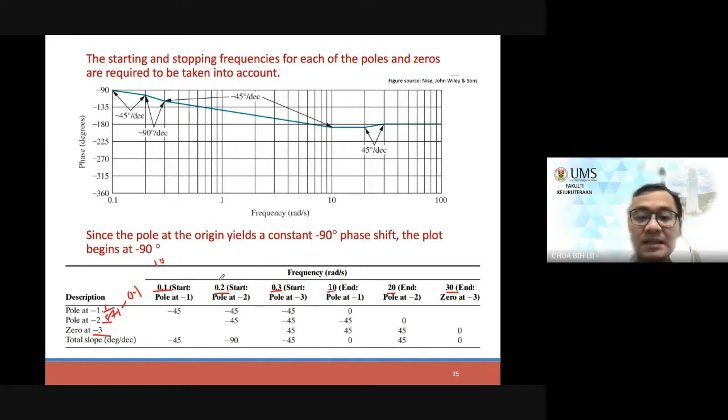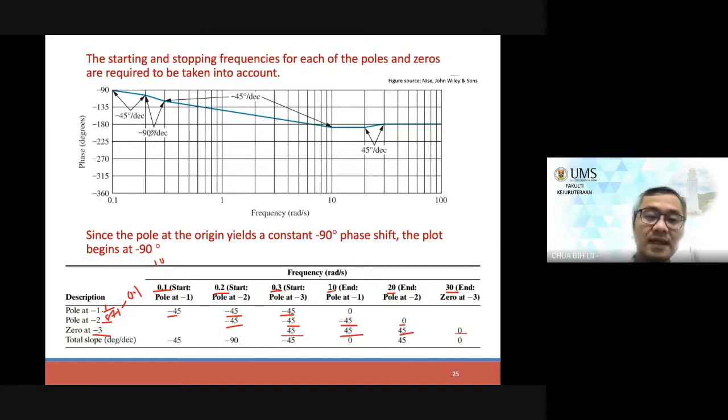So the starting would be like, we know that for this 1 over s plus a, it will start from minus 45 all the way. This is representing the slope, minus 45 all the way down until it reaches 1 decade after. So you put 0 over here. Same thing for this one, minus 45, minus 45, minus 45, 0. Then for the zero going up, so 45, 45, 45, 0, right?